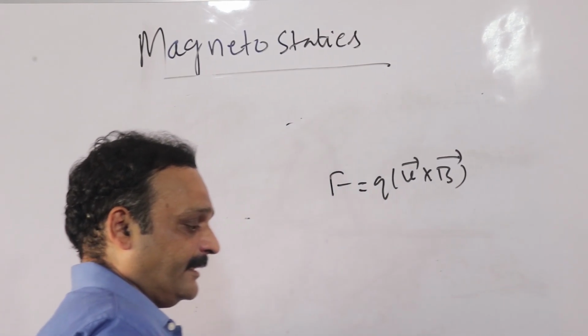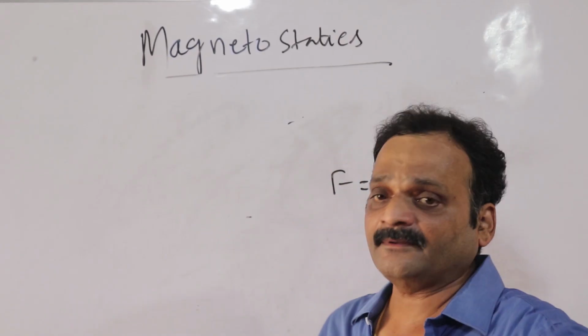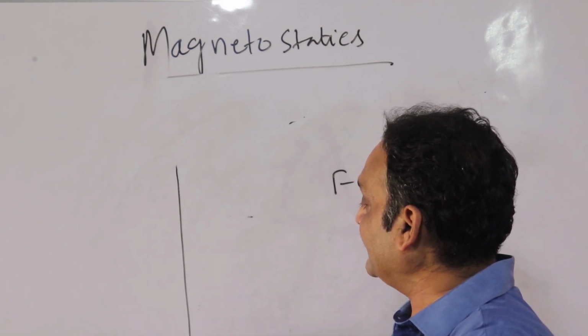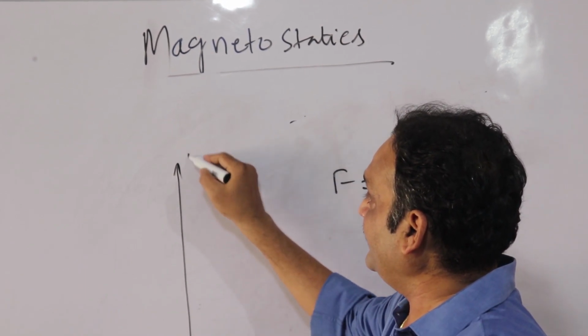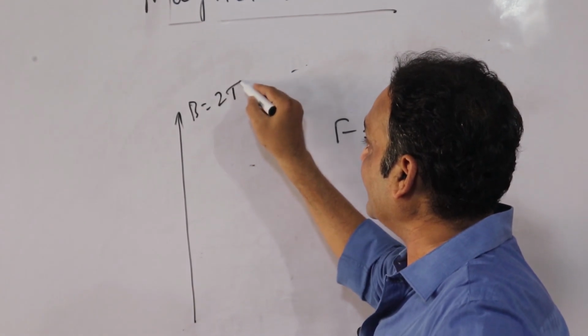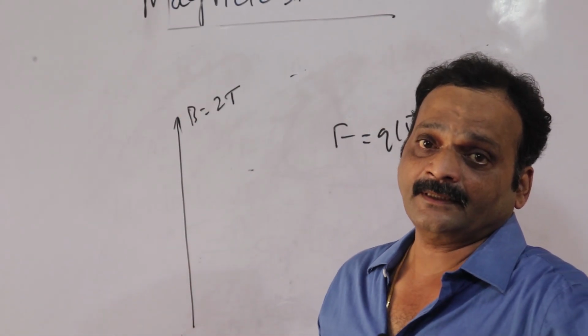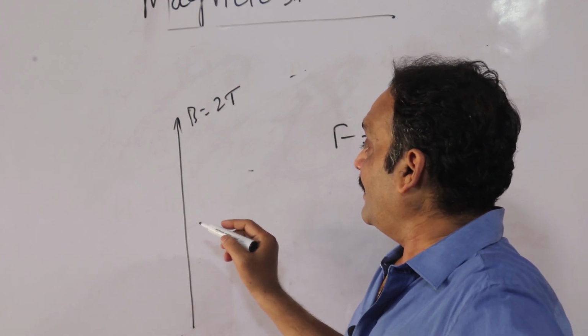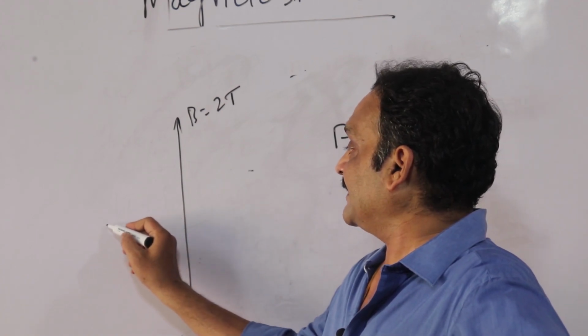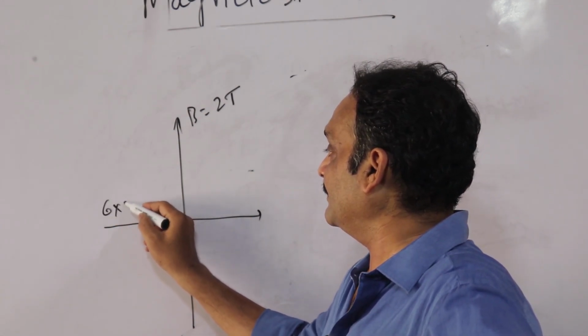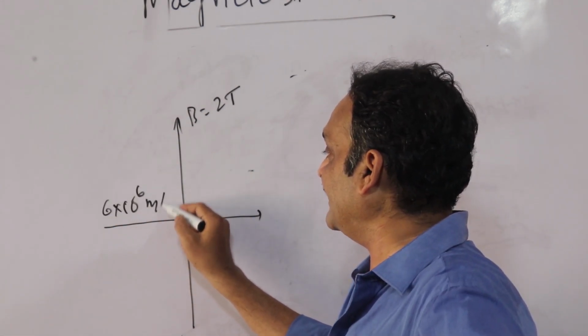Now a question, problems keep on coming. There is a uniform magnetic field acting vertically upwards. B equal to 2 Tesla magnetic field is acting vertically upwards in a region, in a room, in which an electron is projected with a velocity of 6 into 10 to the power 6 meters per second.